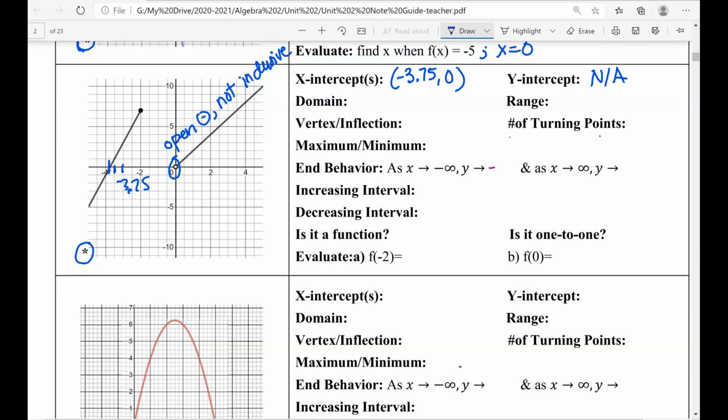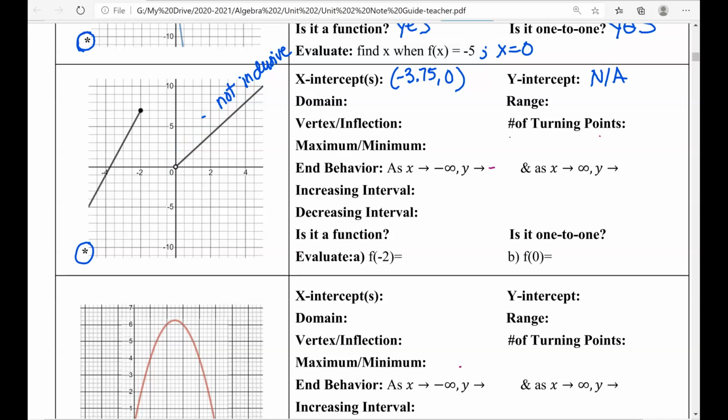Your domain is going to be a little bit tricky, so I want you to pay attention, because this is not a continuous graph. What I mean by that is, I would have to pick up my pencil to graph both pieces. But we do know this is an arrow, so it starts over here at negative infinity for x. And as you can see, it takes a little break right here at -2, and that's a closed circle, so we give it a bracket. That's the first piece right there.